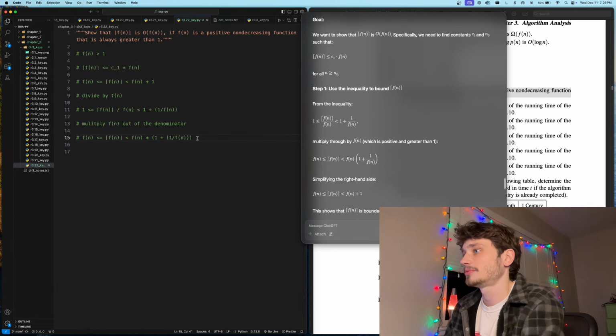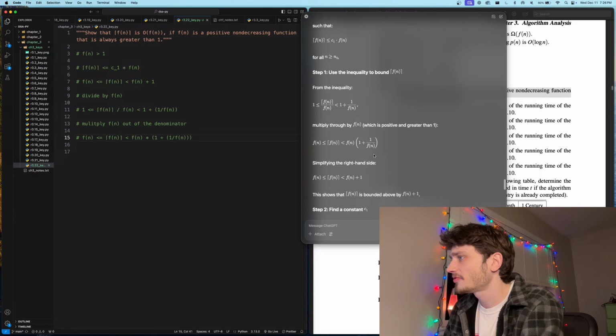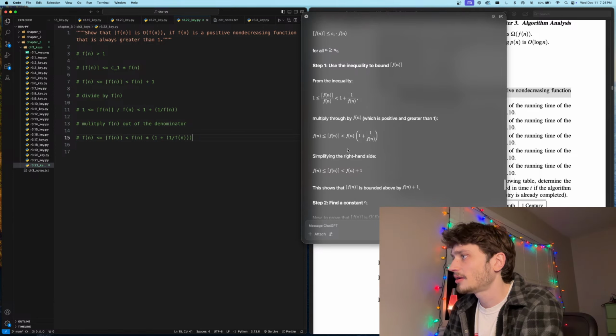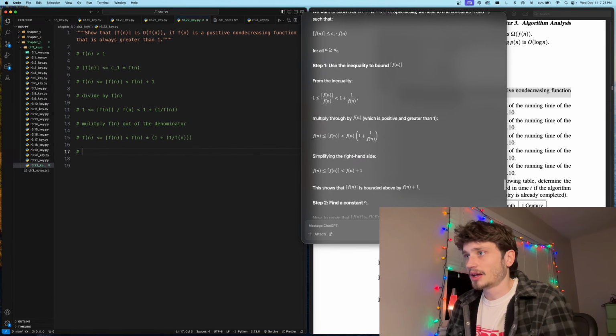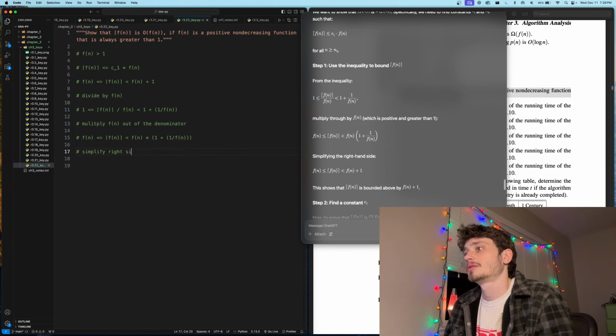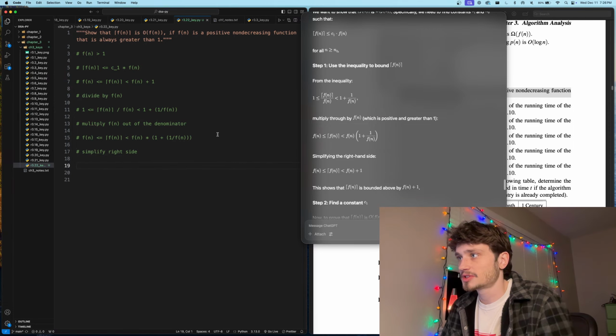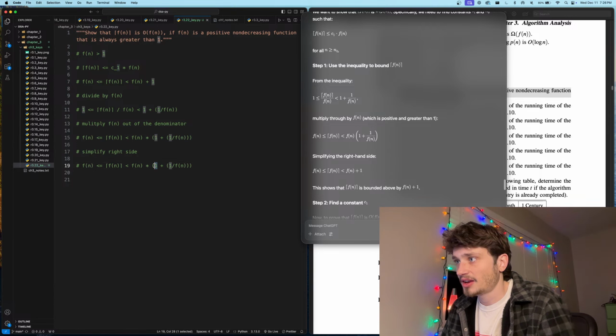Cool. Okay, so now simplifying the right-hand side. If we multiply f of n through, this becomes f of n, and then this becomes plus 1.